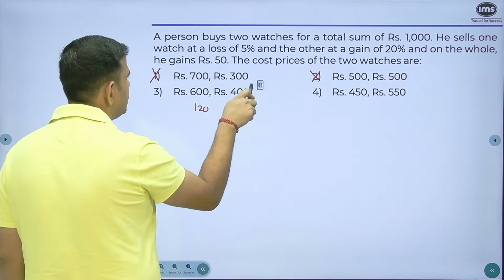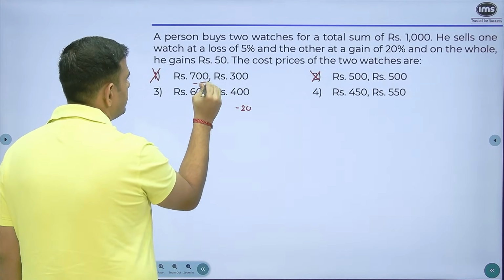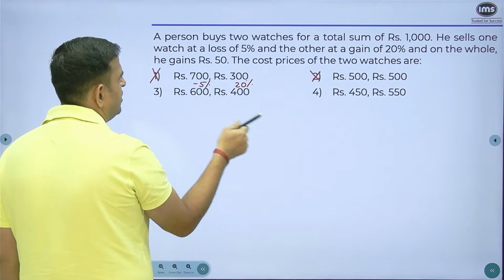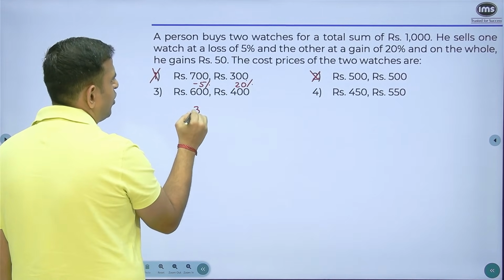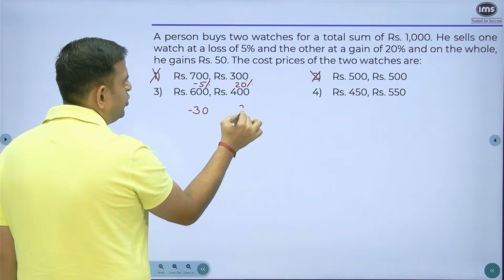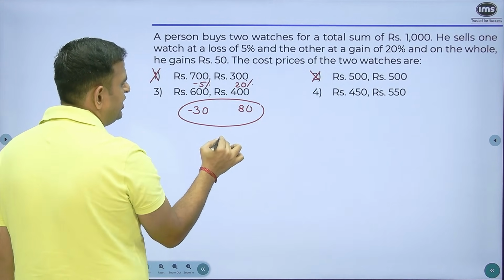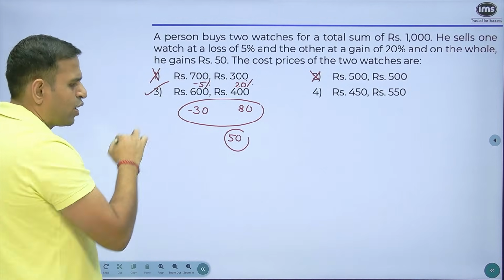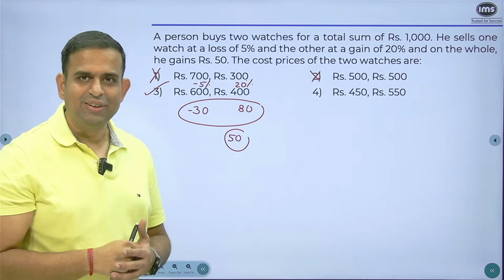If I change this, minus 5% and 20%, this will give you a loss of 30. This will give you a gain of 80, and you can see the eventual gain happens to be 50. So I can choose to mark option number 3 over here.